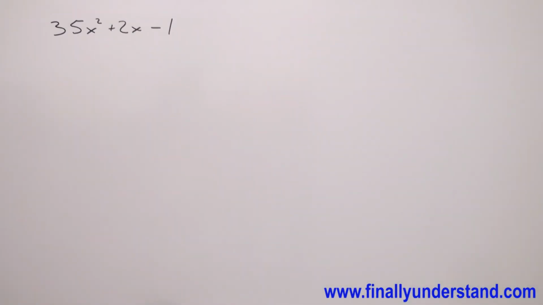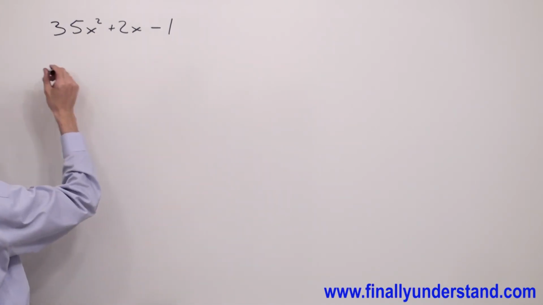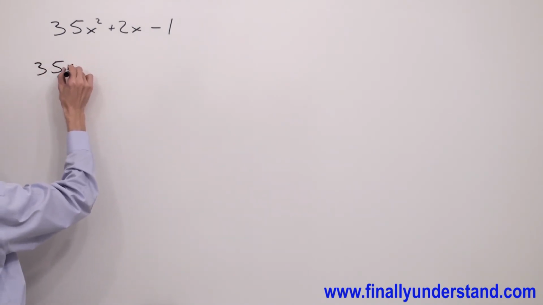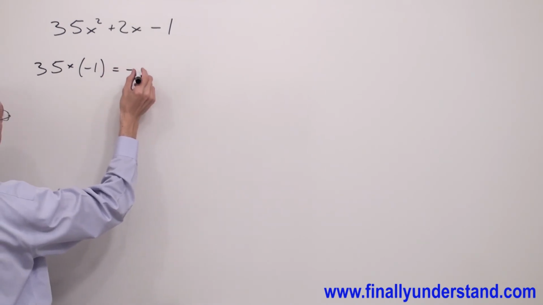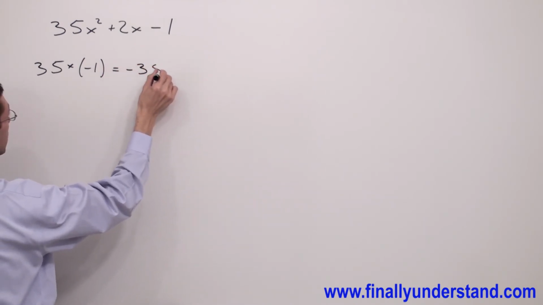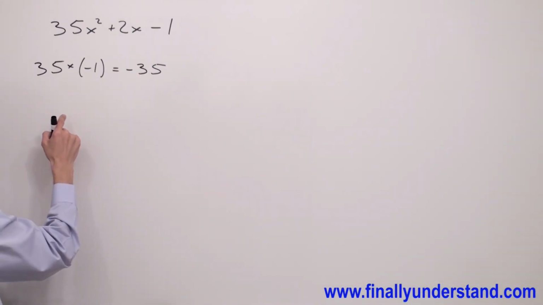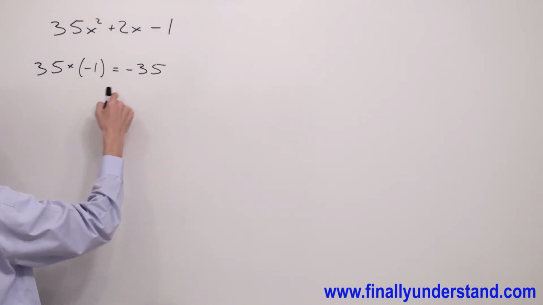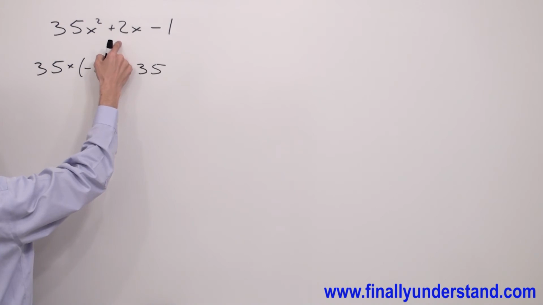Let's take a look at this example. Again, we have to multiply the leading coefficient by the third term. I have 35 times negative 1. This is equal to negative 35. Next, I have to find two numbers which multiplied by each other are going to give me negative 35 and added to each other are going to give me positive 2.